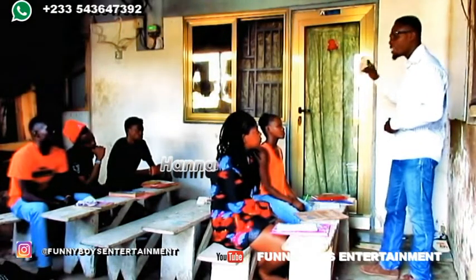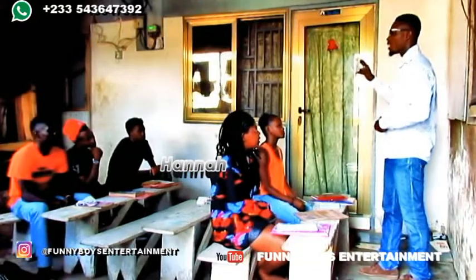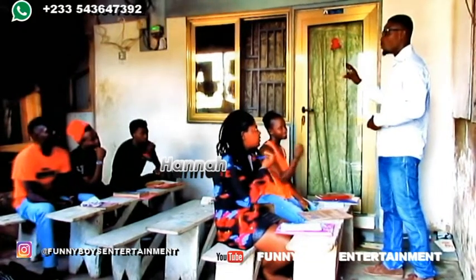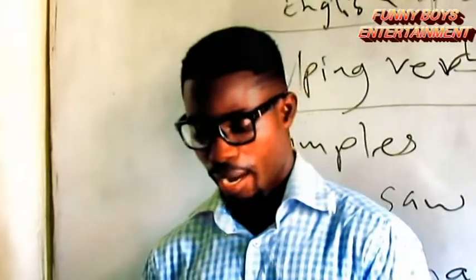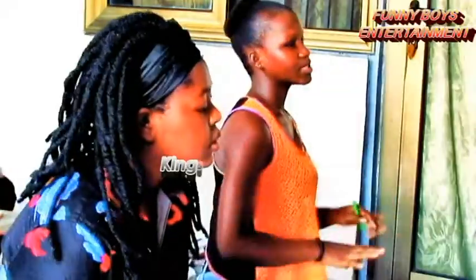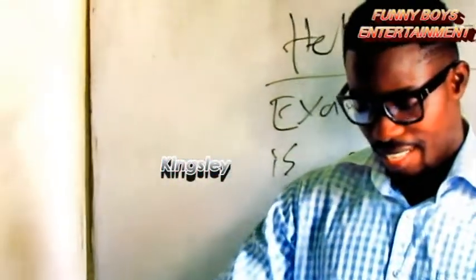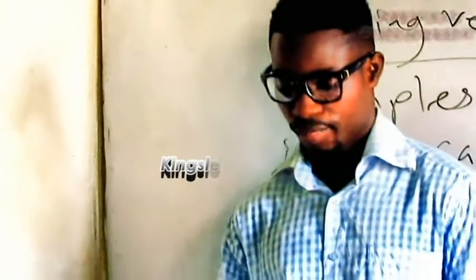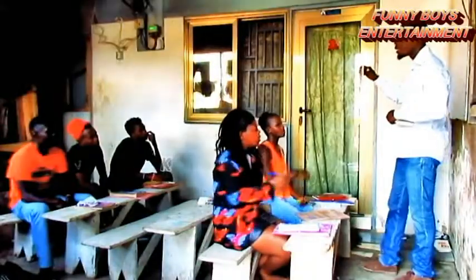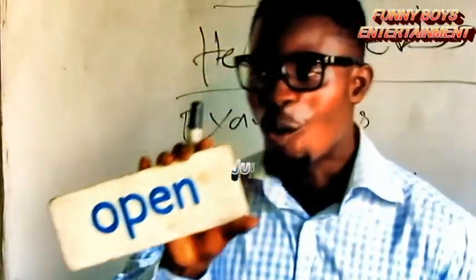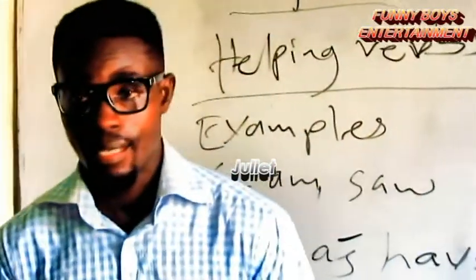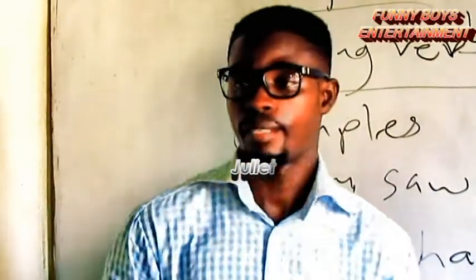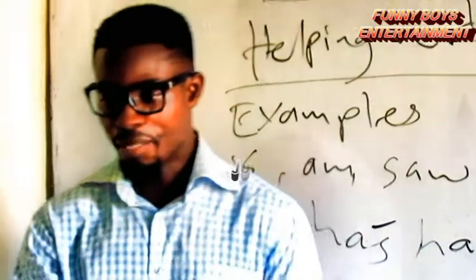We have feed. Feed. Hello class. Feed. Good. Beautiful. Now let's look at the next word. Swimming. Swimming. That's brilliant. Open. Open. Good. Beautiful. So with this understanding about verbs, now let me start with you.